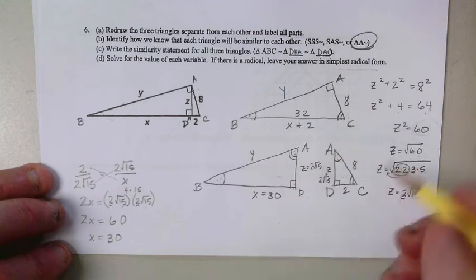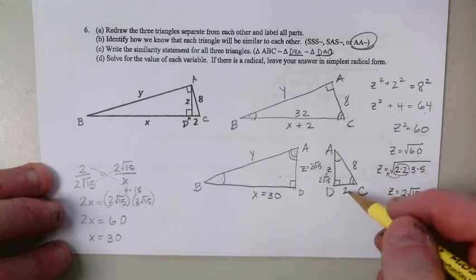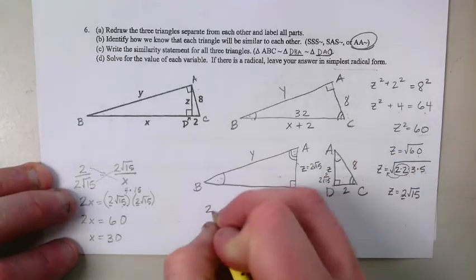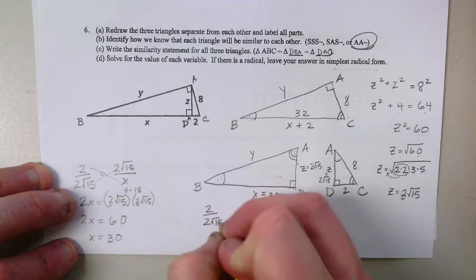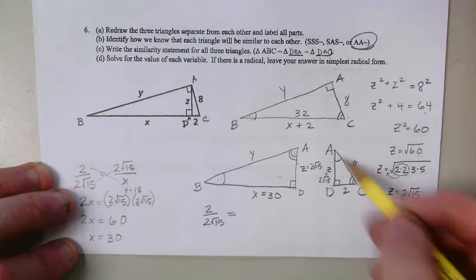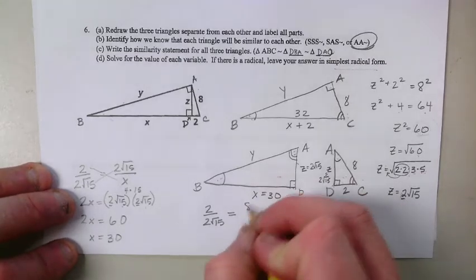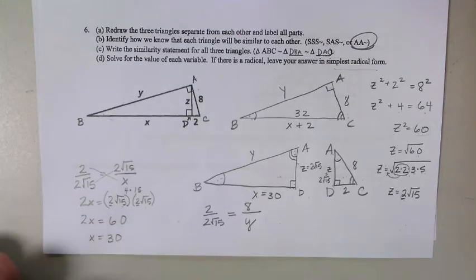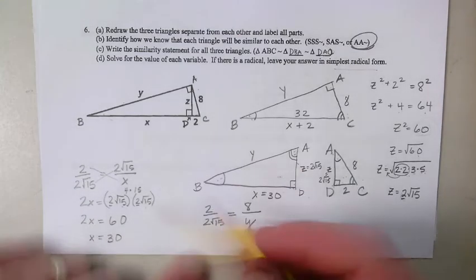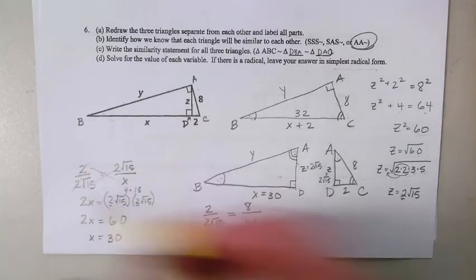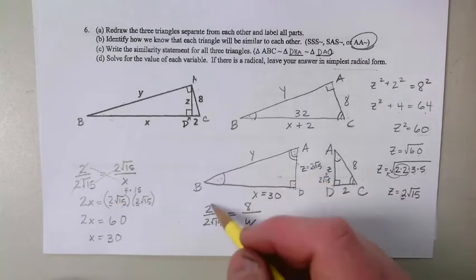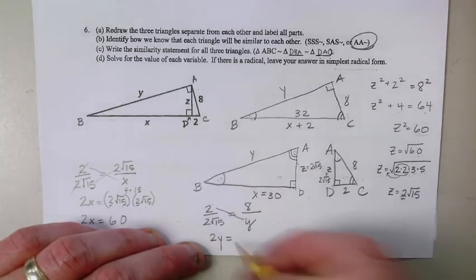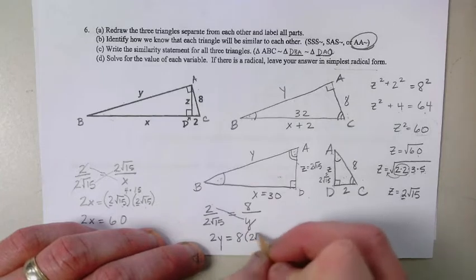To find y, I'm going to do something like this. Let's do 2 is to 2 radical 15 as the hypotenuse here, 8, is to the hypotenuse there, y. Okay? Now, I will tell you this. I could have reduced my fraction over here and taken the 2's away. I could take them away right now, but I'm not going to, because I'm going to show you something. So I'm going to put 2y is equal to 8 times 2 radical 15.